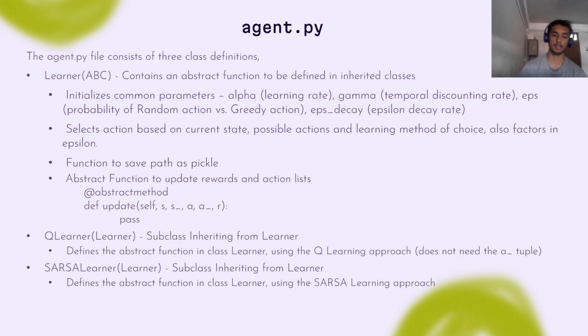In Q-learner, that inherits from the Learner class, it defines the abstract function using the Q-learning approach, and it does not need the A dash and S dash variables. And SARSA learner is another subclass inheriting from Learner, and it defines the abstract function using the SARSA learning approach, where it does use the A dash and S dash variables.